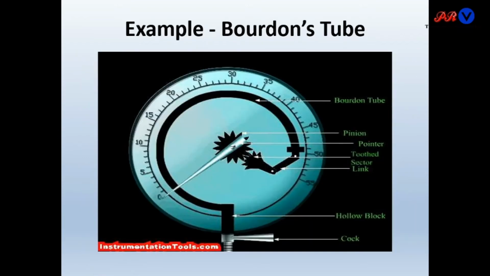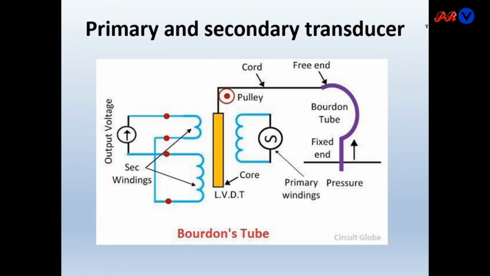So, this is an example of a primary transducer, the Bourdon tube. This is a Bourdon tube that is used to measure pressure. Pressure is applied here, then this spiral type tube will deflect. From this deflection, the pointer will get deflected over this scale to give pressure directly on the scale. So, this is the arrangement for the Bourdon tube which is used to measure pressure.